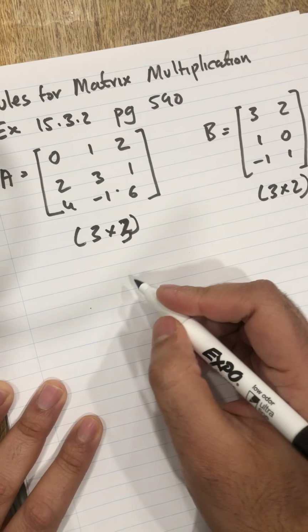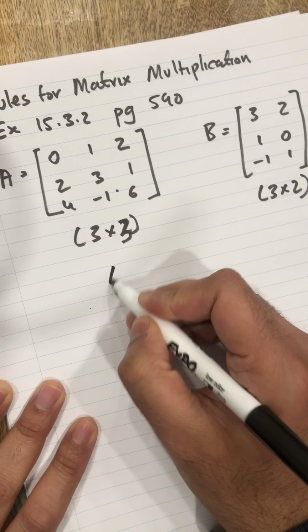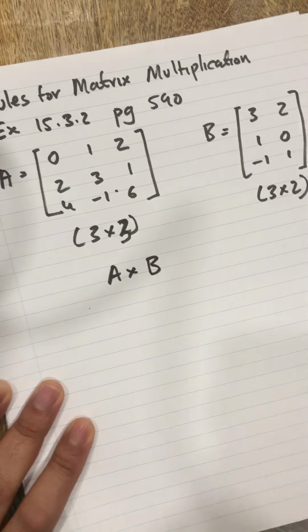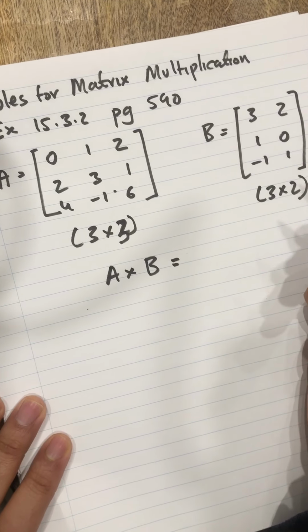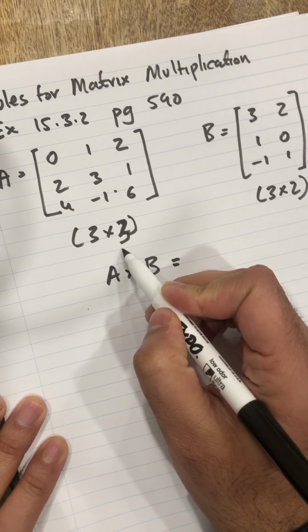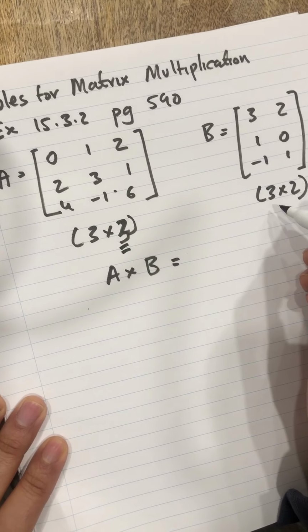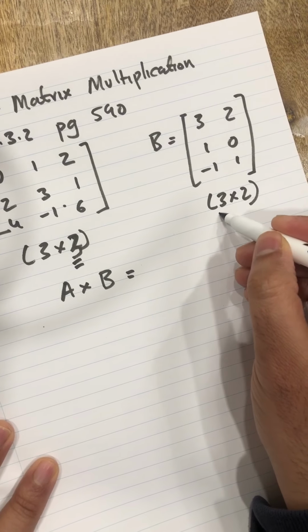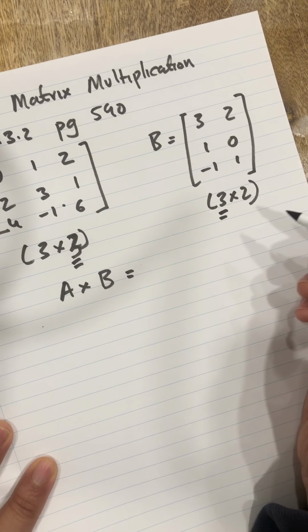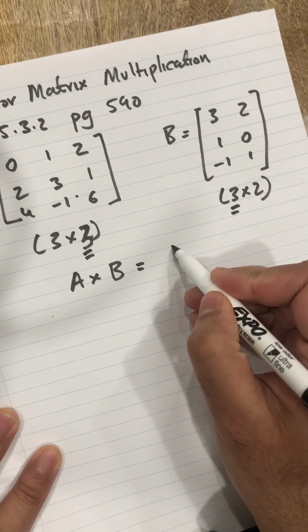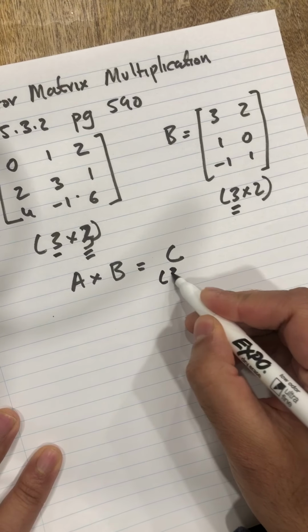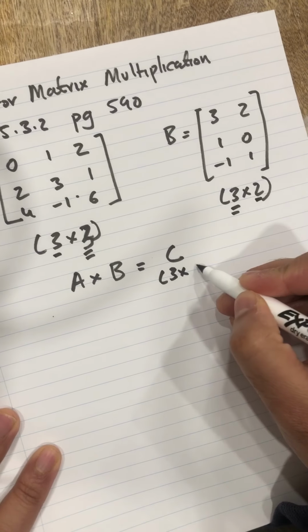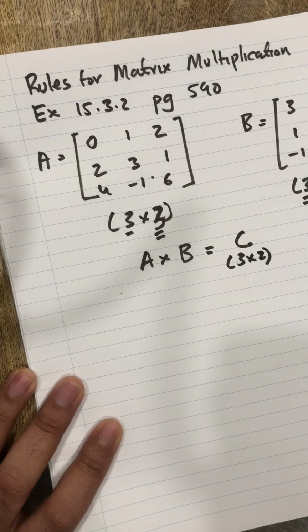The first thing they want you to find is, can you multiply A into B? So can we do that? We can, because notice that the number of columns in the first matrix is equal to the number of rows in the second matrix. That means, yes, you can multiply them. Once you multiply them, you're going to get a matrix which has 3 rows and 2 columns.